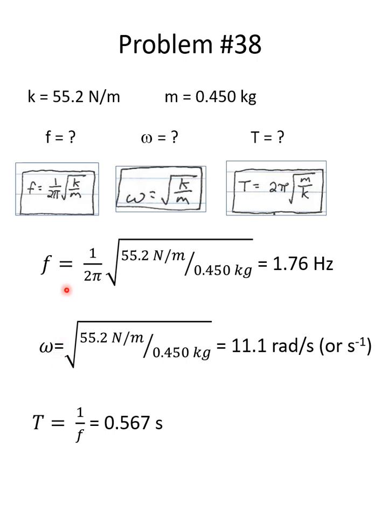it's really just frequency times 2 pi, but we can also use the equation at the top of the page here. Square root of k over m, we get 11.1 radians per second. And finally, period, you can use this lengthier equation, or you can do 1 over the frequency. Might as well do both and make sure you get the same answer, but we get 0.567 seconds.